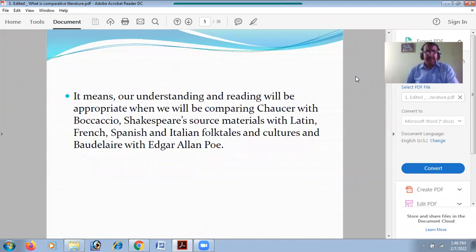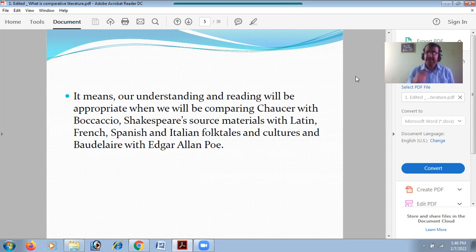Again, it means that our understanding and reading will be appropriate when we are comparing Chaucer with Boccaccio, the two important writers. How and in which portions are they similar, and which attitudes are unfamiliar in these two writings, Chaucer and Boccaccio? Again, if we study William Shakespeare's drama, we will get the information on in which way William Shakespeare collected the source.